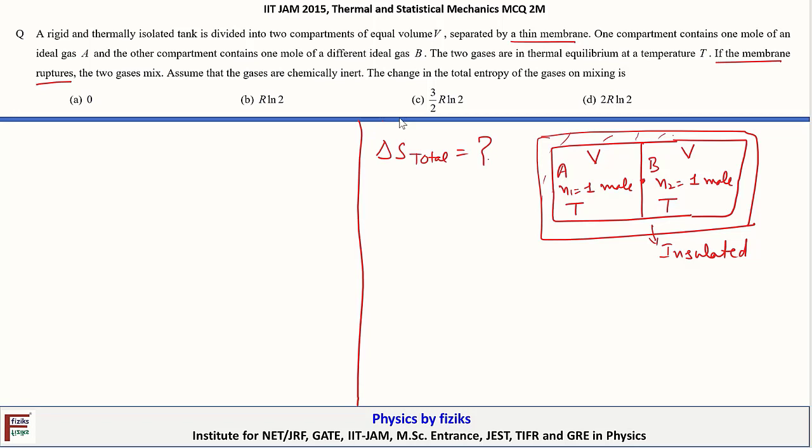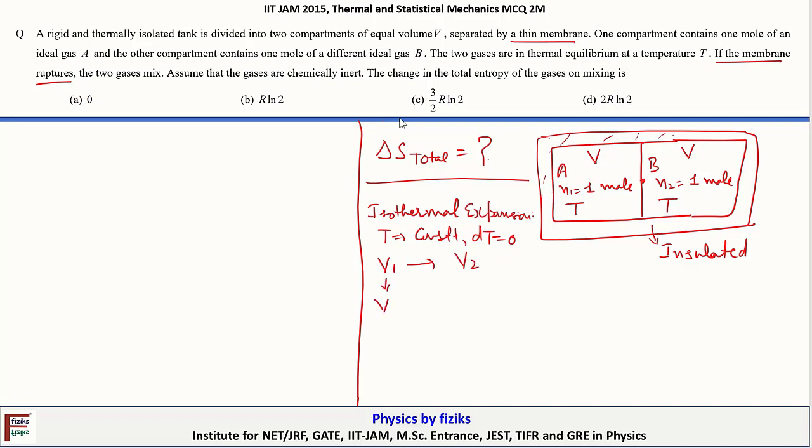As we have understood from this problem, this process is taking place at constant temperature. So that means this is an example of isothermal expansion. That's one point to be noted. So temperature is constant, which means dT is equal to 0. Now because both of the gases are expanding at constant temperature, their volume is increasing from V1 to V2, where V1 is the initial volume which is V, and V2 is the final volume which is 2V, and this is the same for both gases.